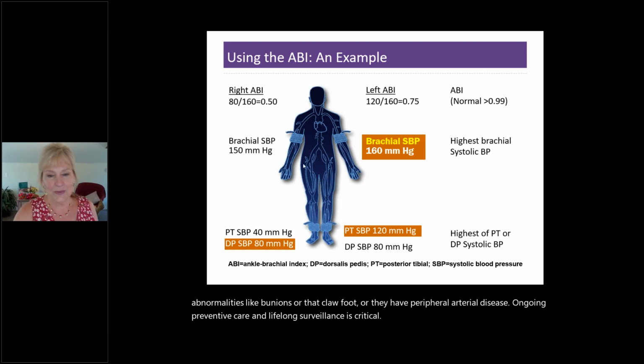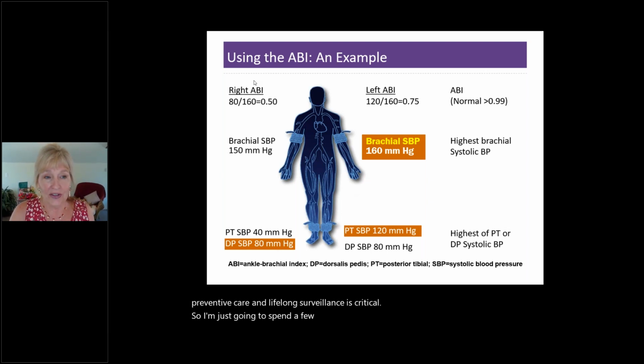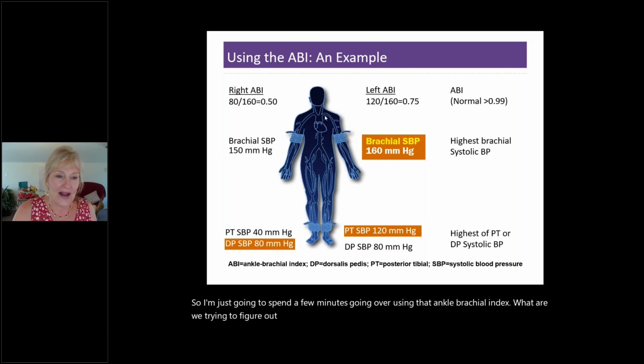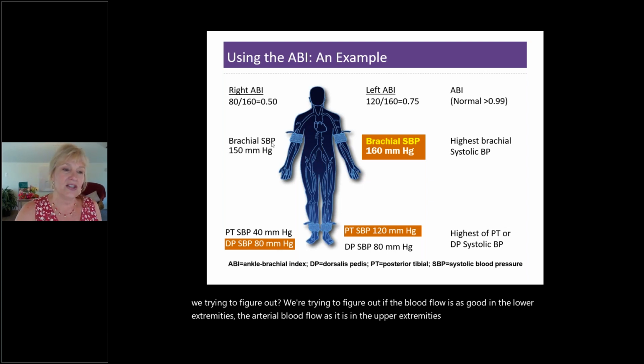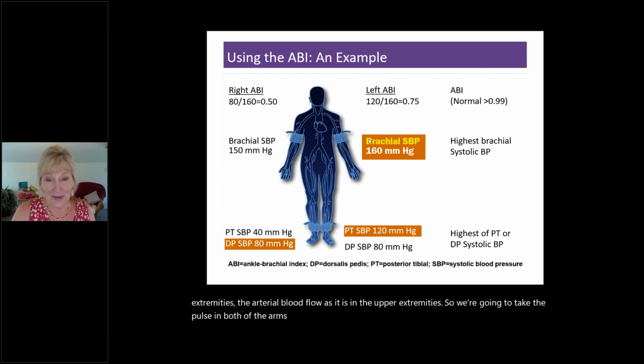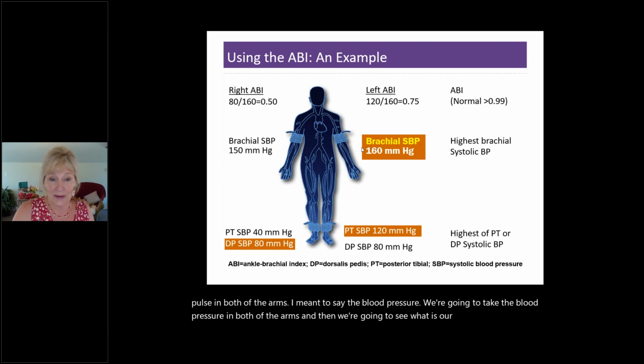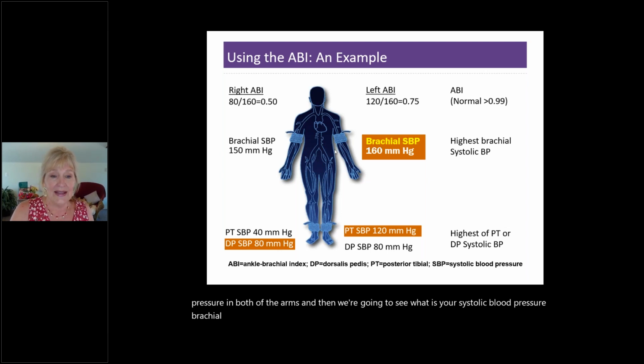So I'm just going to spend a few minutes going over using that ankle brachial index. What are we trying to figure out? We're trying to figure out if the arterial blood flow in the lower extremities is as good as it is in the upper extremities. So we're going to take the blood pressure in both of the arms, and see what their systolic blood pressure is brachially. And then we take the highest.